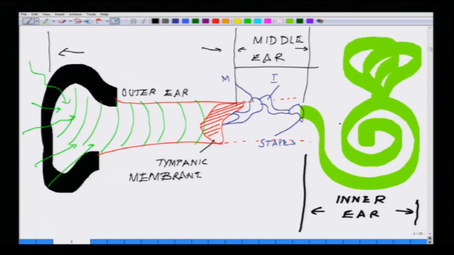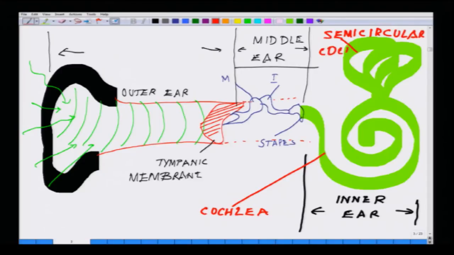And this is the cochlea. On top of the cochlea, you have something called semicircular canals, the upper part of the cochlea. The semicircular canals are the ones which are involved in equilibrium, and the cochlea is the one which is involved in deciphering sound.